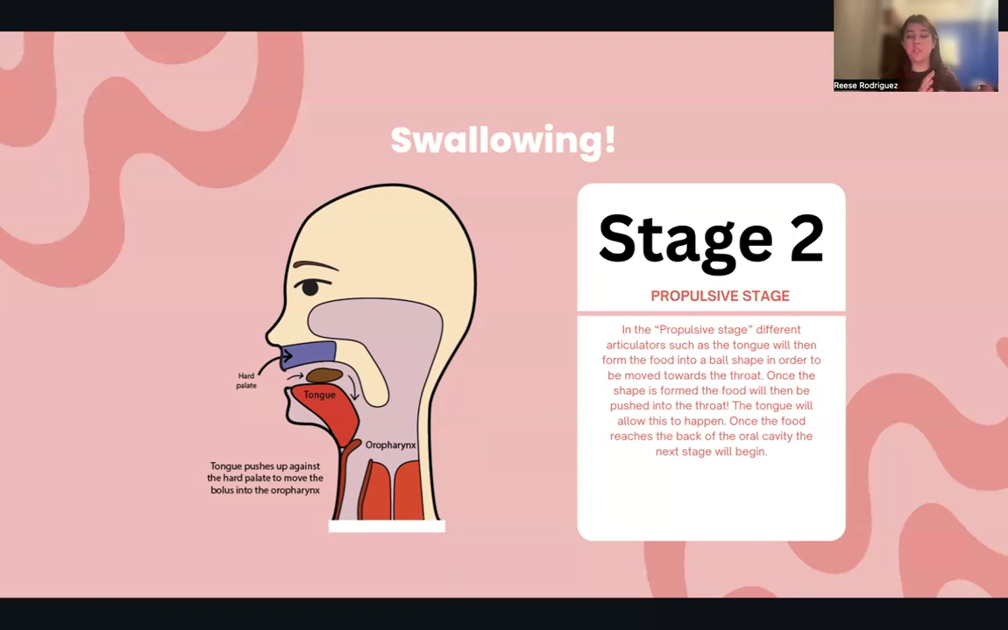And just to mention, both stage 1 and 2 are voluntary, which means that you are conscious and controlling what is happening in these stages. And the tongue is what allows the food to be pushed back. And once the food reaches the back of the oral cavity, we transition to our next stage.